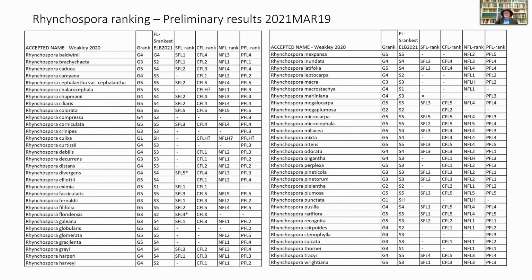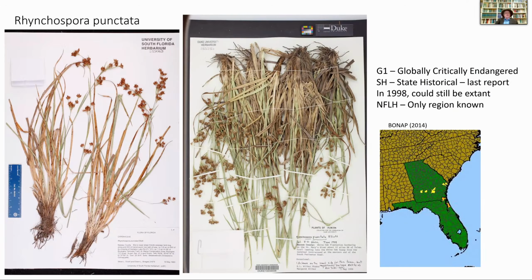I've started the process of doing the rankings of these for all species, and I just put up a couple examples to see. This is the case of the genus Rhynchospora within Florida, where each one has a different ranking within each region. And in just the process of doing this, I realized some were rarer than we thought. One I came up with right away is Rhynchospora punctata, which I don't have an in situ photograph of. All I have are specimens.